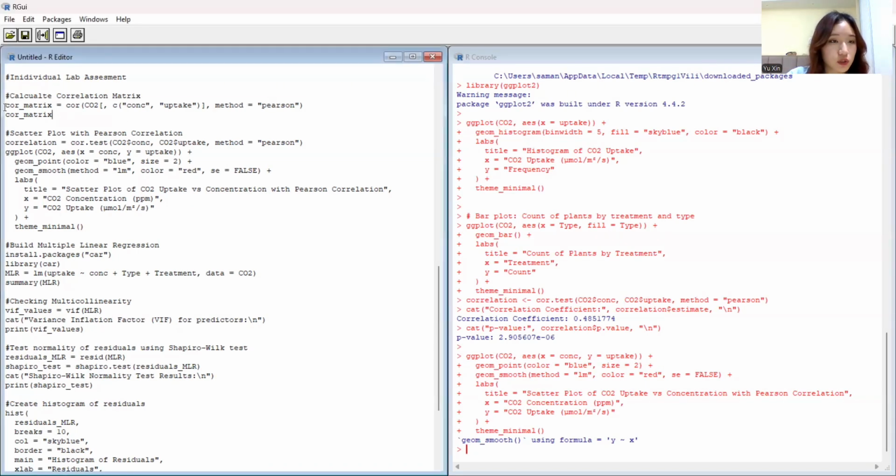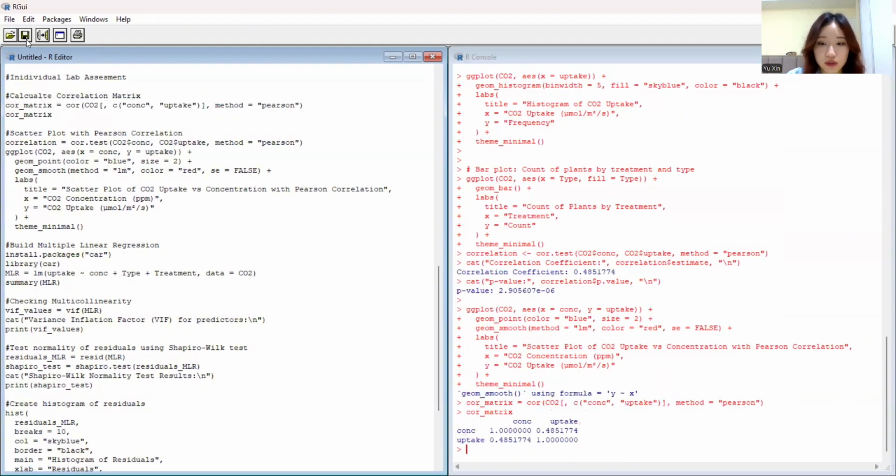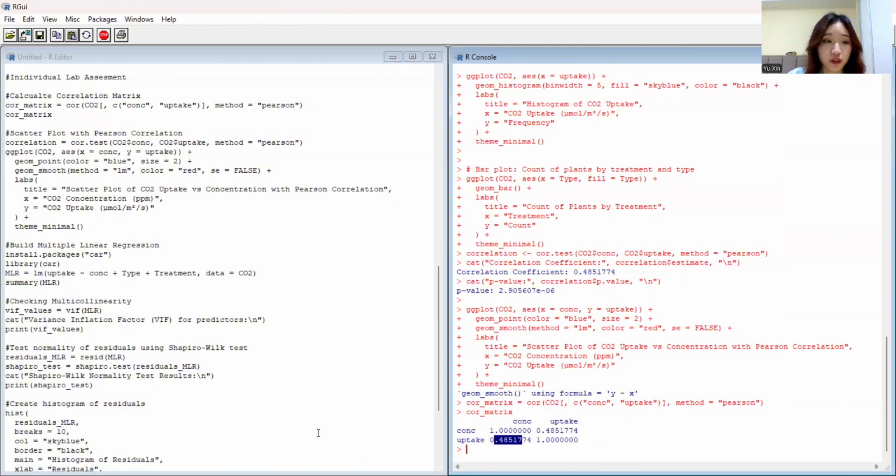First, we use this code to calculate the correlation matrix between CO2 concentration and uptake. The correlation of 0.485 between CO2 concentration and uptake shows a moderate positive relationship. This means that as CO2 concentration increases, CO2 uptake tends to increase, but the connection isn't very strong.